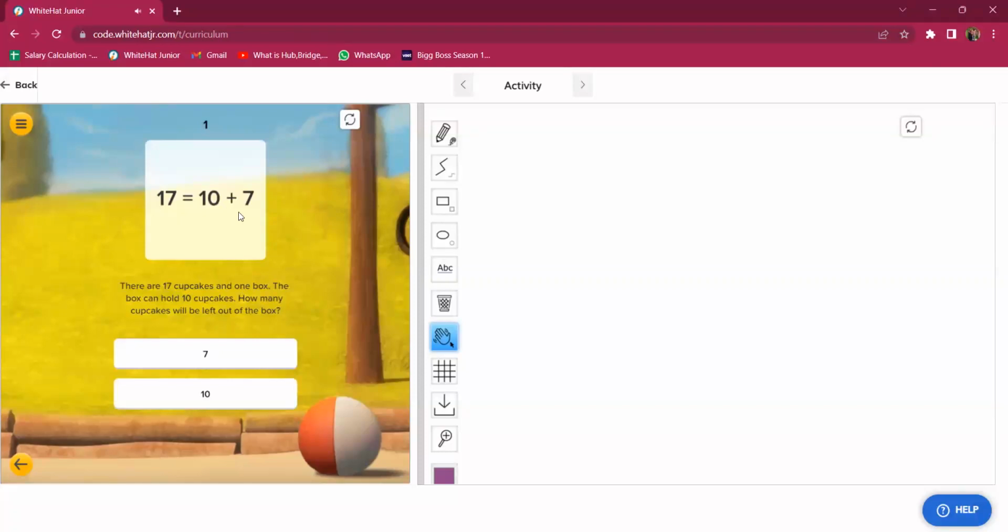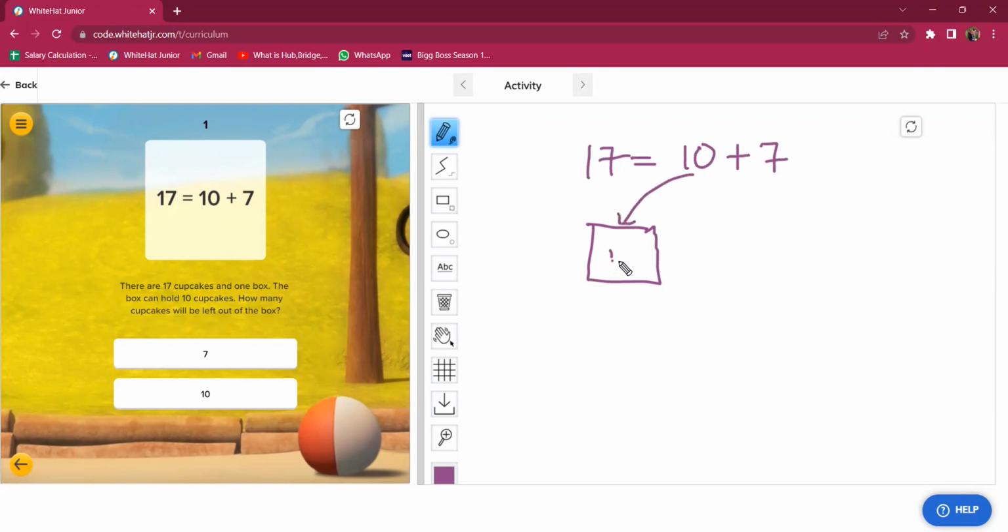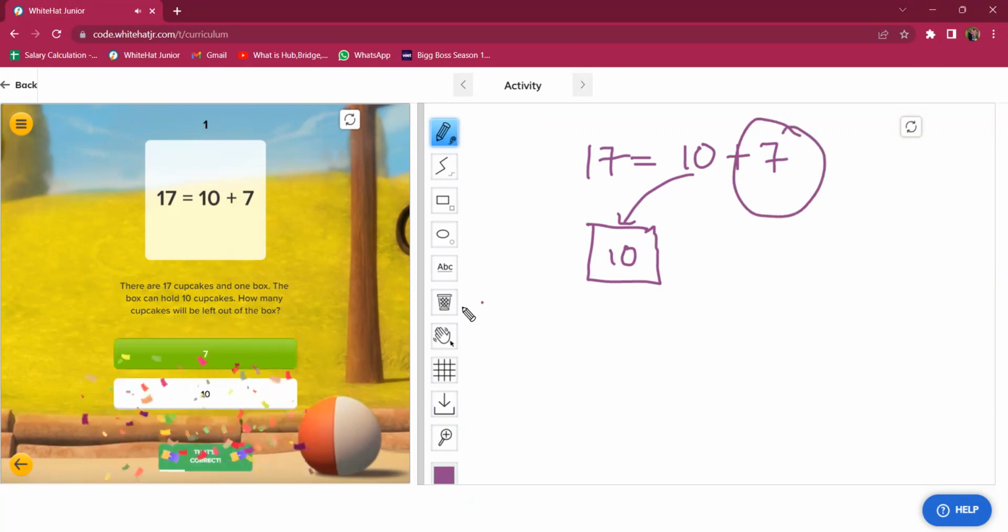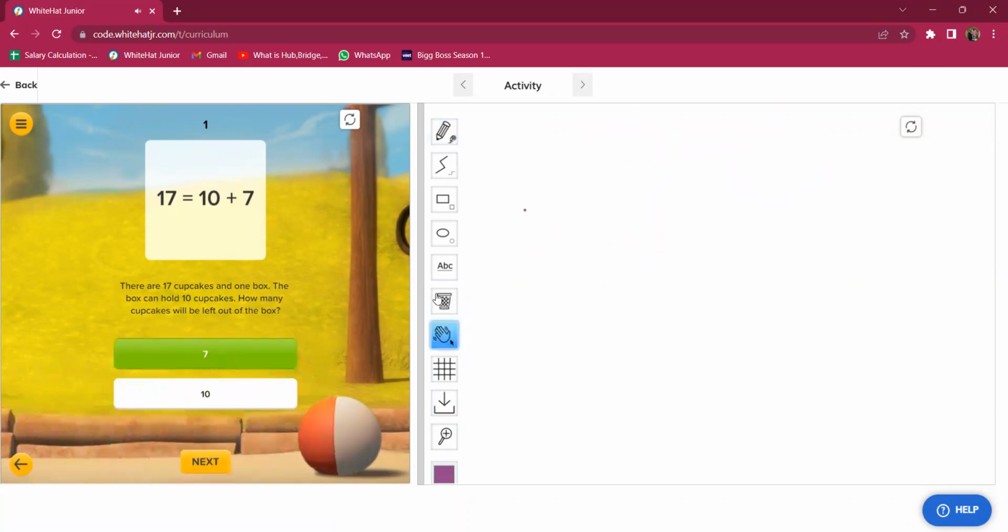So 17 is equal to 10 plus 7. There are 17 cupcakes and one box. The box can hold 10 cupcakes. How many cupcakes will be left behind? Out of 17, when we wrote the expanded form, it was 10 plus 7. This 10 will go inside. So how many will be left? 7. Click on 7, check our answer and go to the next question.